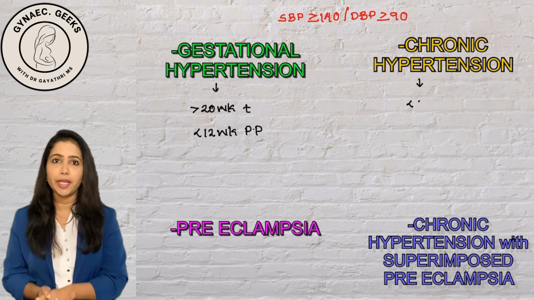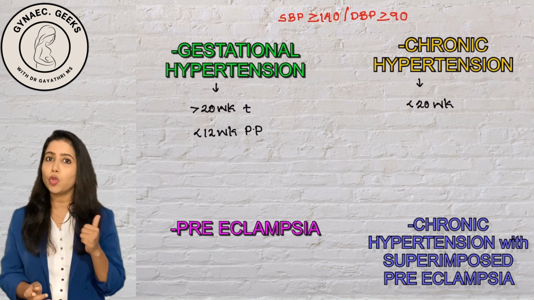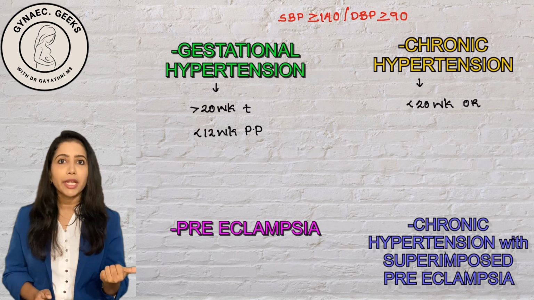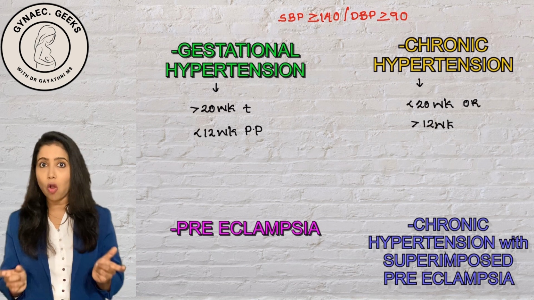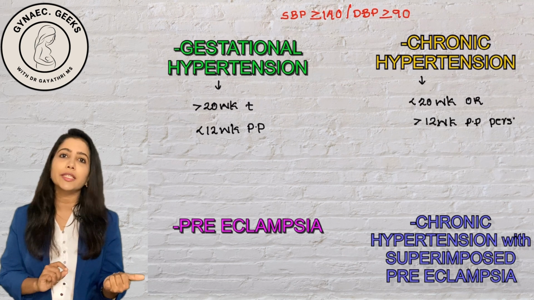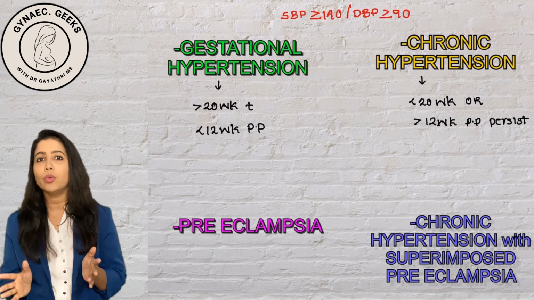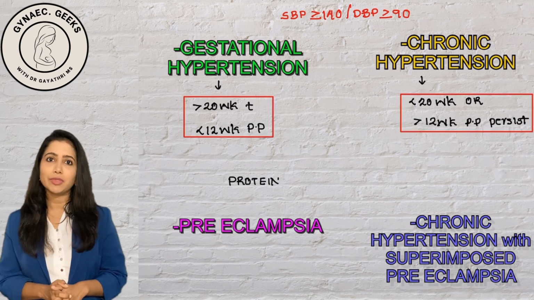Whereas in chronic hypertension, the high BP is diagnosed before 20 weeks or it does not come back to normal within 12 weeks. This is an or. It is diagnosed before 20 weeks or it does not come back to normal within 12 weeks. Alright. Now let's see what is preeclampsia.